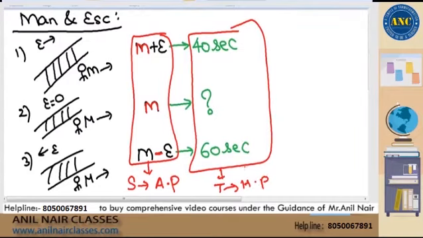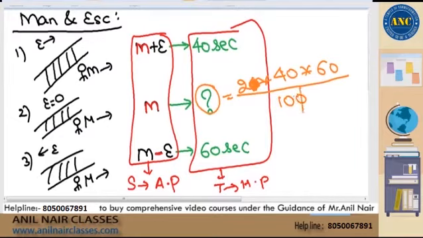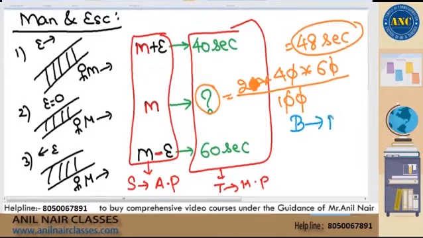In harmonic progression, the middle value is given by 2 into A into C. Sorry, this is not 20, this is 2. 2 into A into C divided by A plus C. If I simplify, again it takes 48 seconds. Very easily you can solve some of the slightly tricky questions in your examinations using the concept of AM and HM. Please understand the fact that wherever boats are there, replace boats by man.